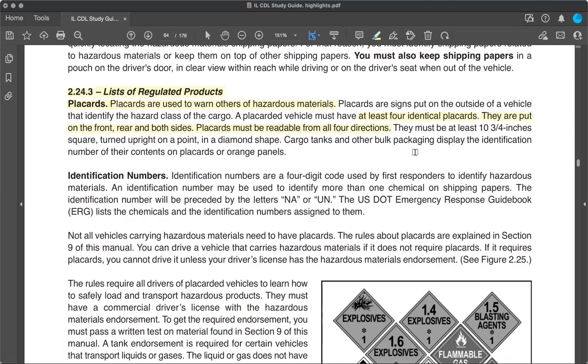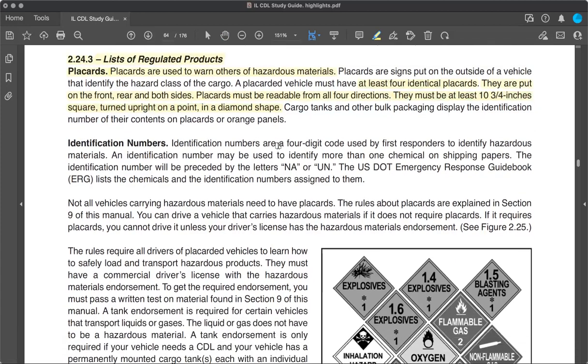They also have size requirements. They must be at least 10 3/4 inches square, and they're turned upright on a point so they form a diamond shape. So those are our placards.